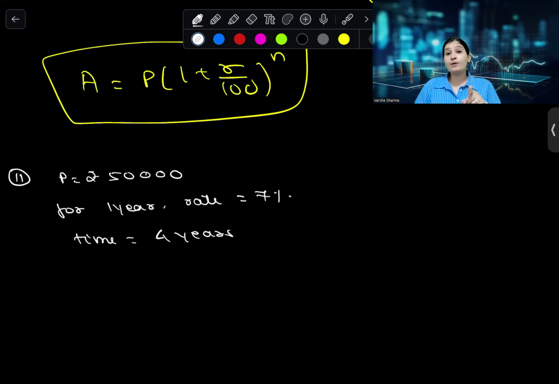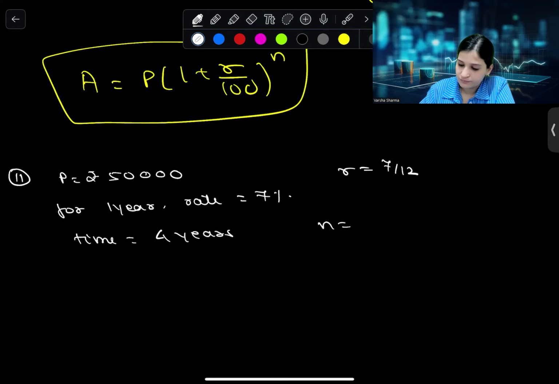When interest is compounded monthly, we are doing the entire calculation monthly. So now what will my rate be? 7% is for the entire year, 12 months. So if I'm doing monthly, for 1 month, what will I take as my rate? 7 by 12. For 1 year, how many installments? 12 installments. For 4 years, how many installments? 48.